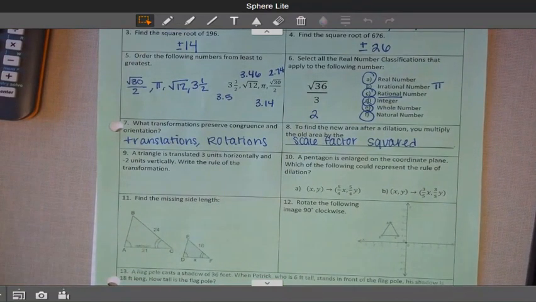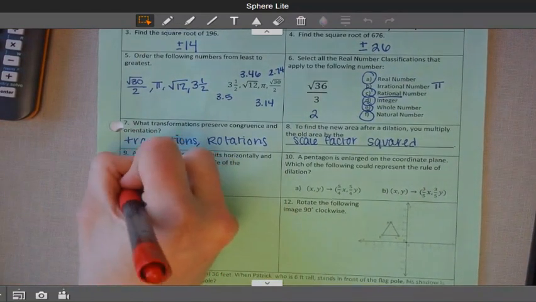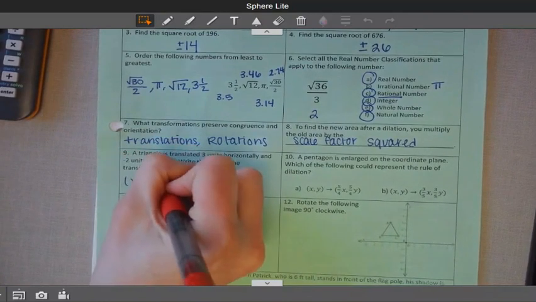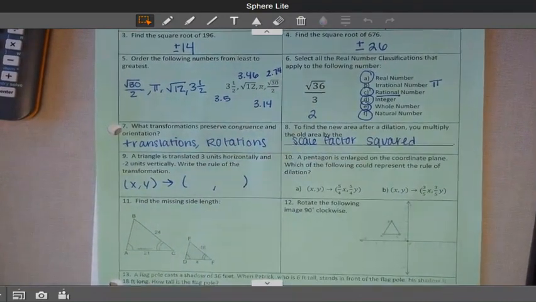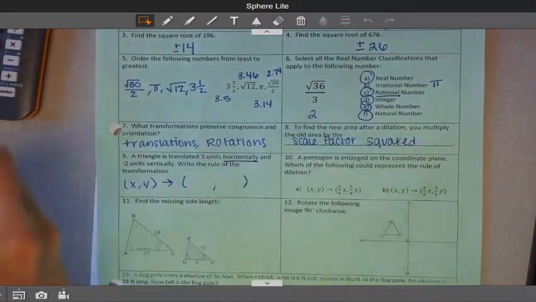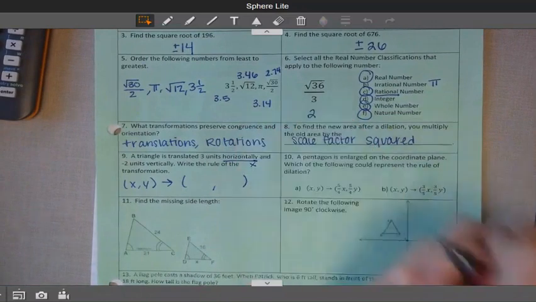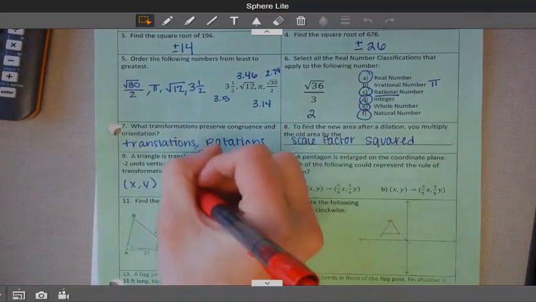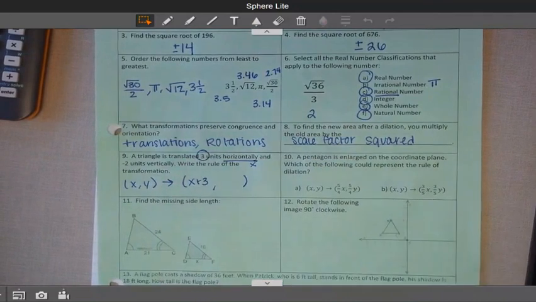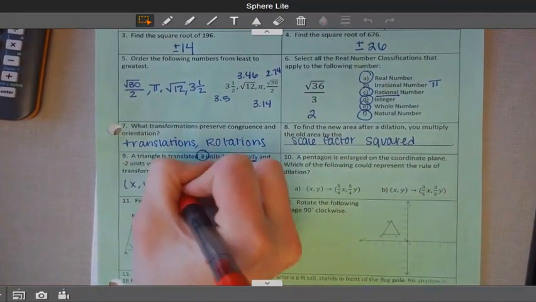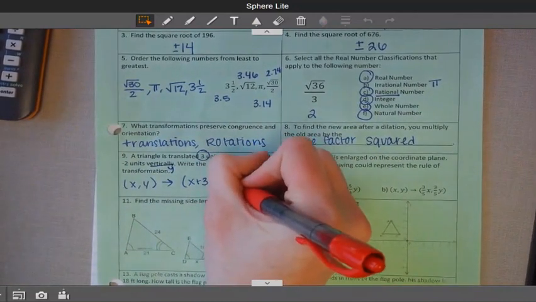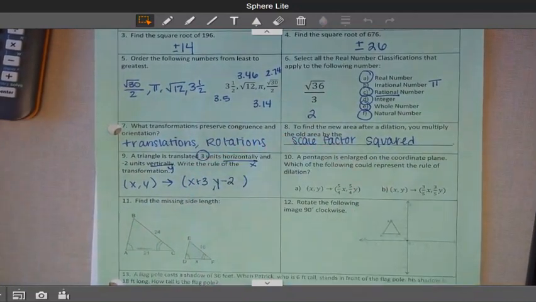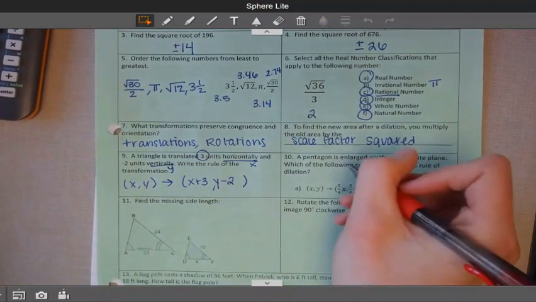Okay, a triangle is translated 3 units horizontally and -2 units vertically. Write the rule of transformation. So all of our rules start x comma y, we have an arrow, and then I got to fill in the rest of the ordered pair. Well, horizontally, when I move from left to right, that's movement in the x. It's a +3, so I'm going to say x plus 3. Vertical is movement in the y, and it is -2. So here we go, we have y minus 2. This is the rule of the translation.